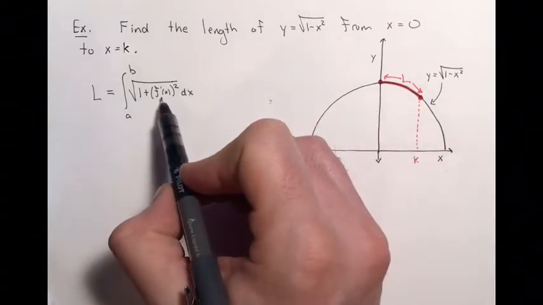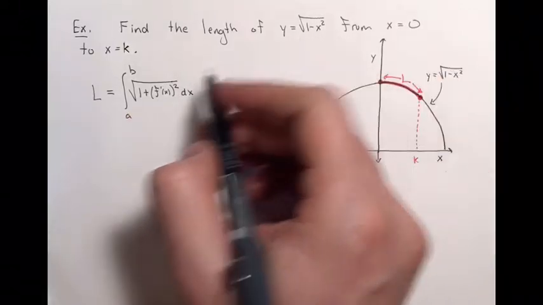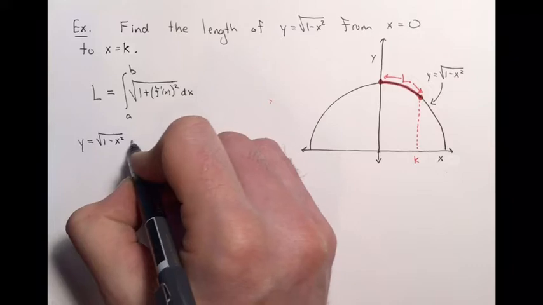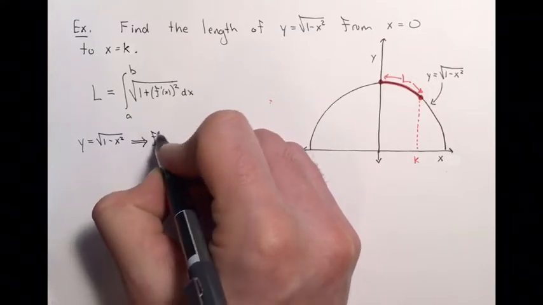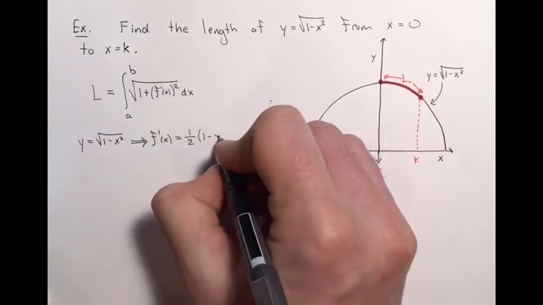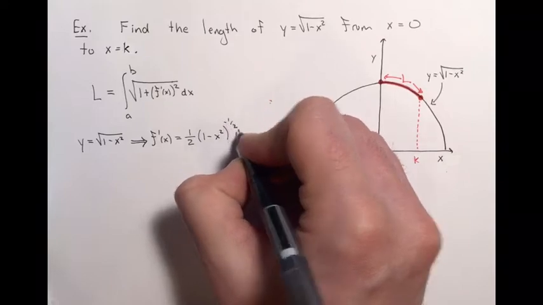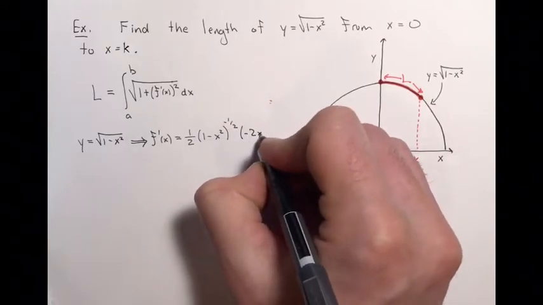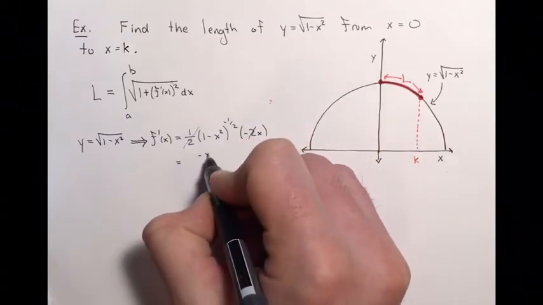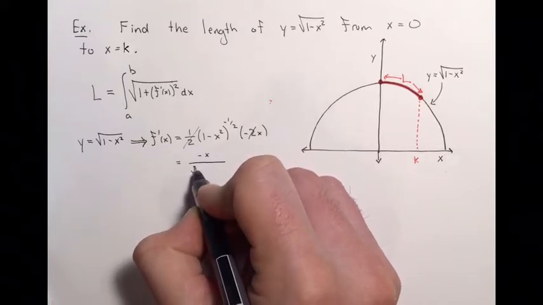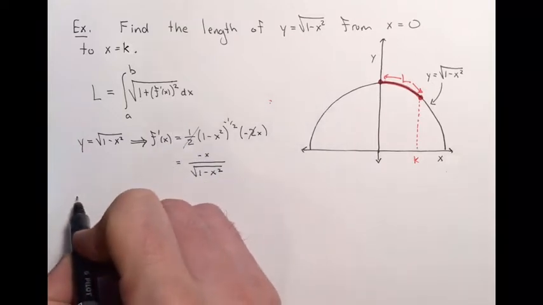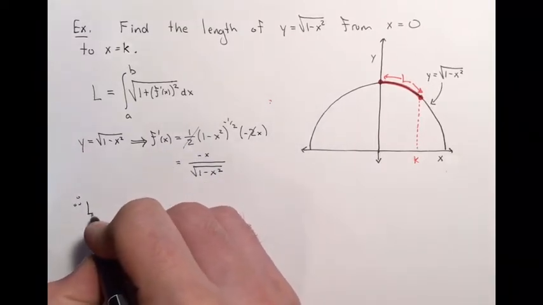So the first thing that we need to find is what is our derivative? Well, if y is equal to this square root, then what is dy dx? What is f prime? So here, do a little bit of a chain rule. We're going to clean this up a bit. So we get negative x divided by square root 1 minus x squared. That's going to be our derivative, and so now we can plug that in.